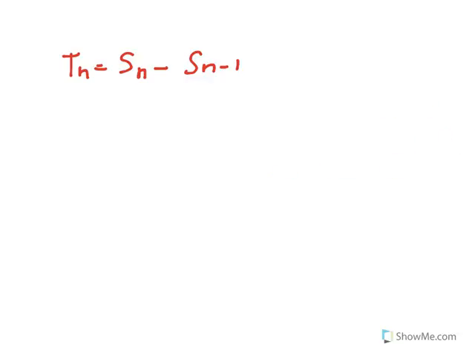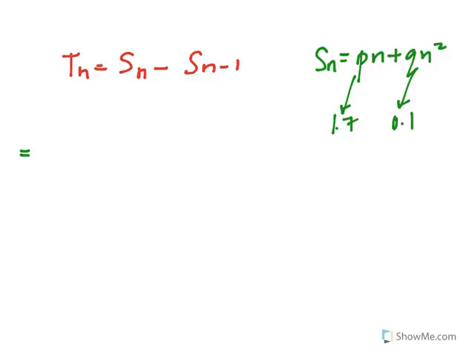Actually we do. Earlier on, when you found p and q, you know that the sum of n is equal to pn plus qn squared. This is how you connect your story. You solved that p equals 1.7 and q equals 0.1. This means that the sum of n terms can be written as 1.7n plus 0.1n squared. So this is your sum of n.